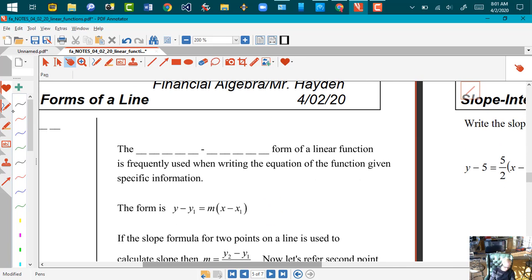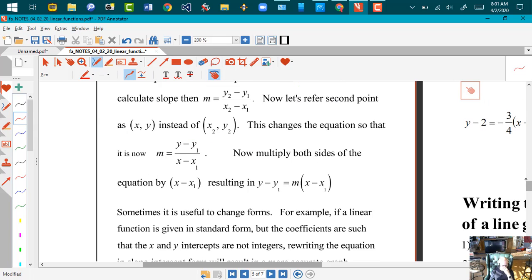Okay, so one of the most important ways to write the equation of a line is when you know the point and the slope, or when you know one point and the slope. And then also writing the equation of a line knowing 2 points, also extremely helpful.